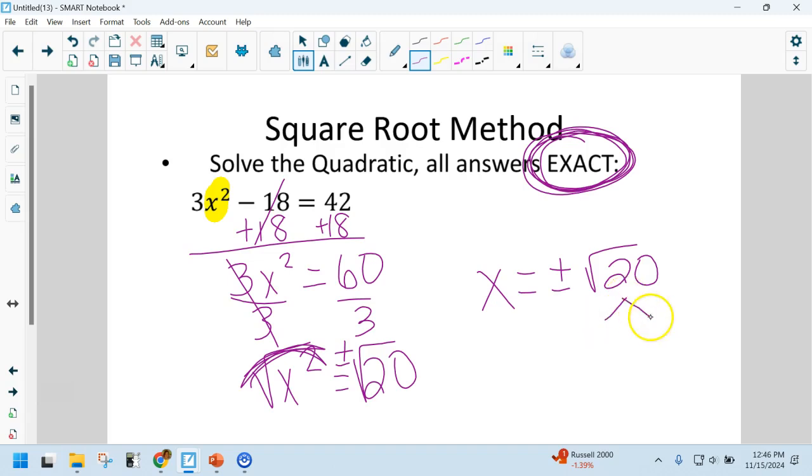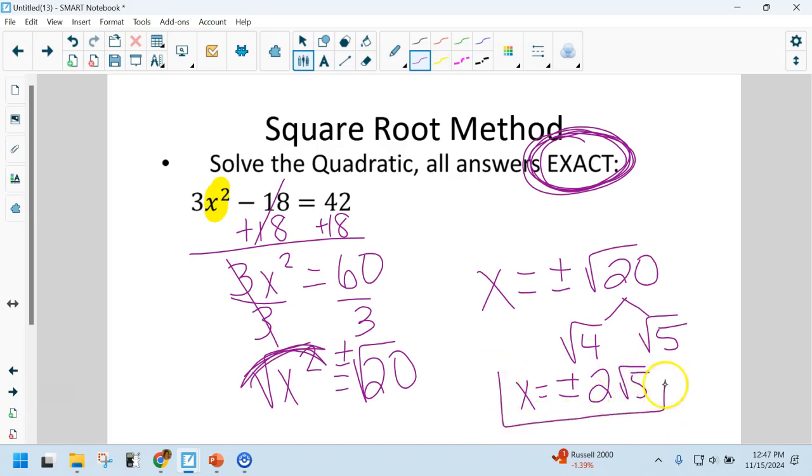It means we have to go back to chapter 2 and remember how to break down a radical. So we look for what perfect square goes into 20, which is 4, and it goes in 5 times. So our x is actually plus or minus the square root of 4, which is 2. I don't know the square root of 5, so I leave that. So the exact answer for what x equals is plus or minus 2 root 5.